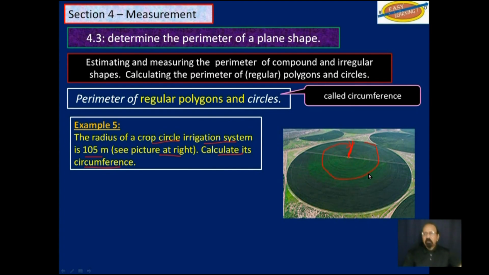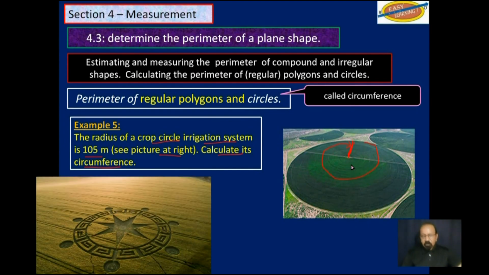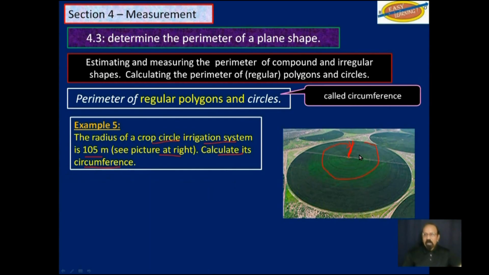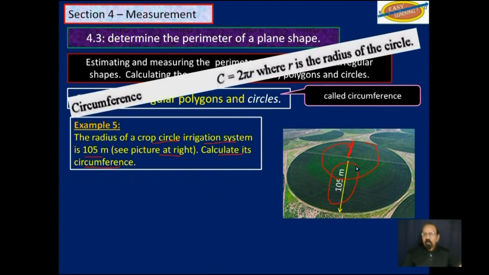So we have a crop circle here. Now, this is not the mysterious crop circles that appear in certain parts of the world. These are crop circles made by irrigation. So we want to calculate the circumference of this crop circle, knowing that this radius is 105 meters.